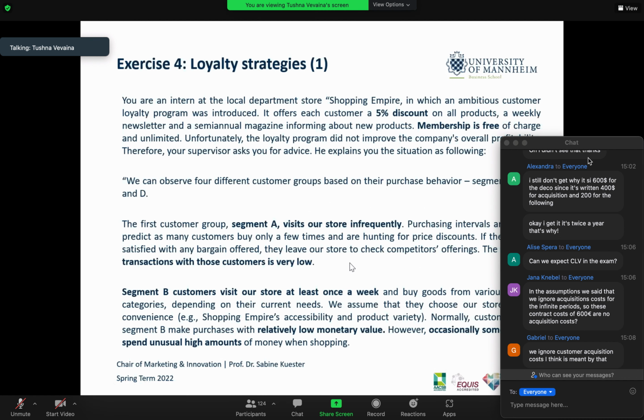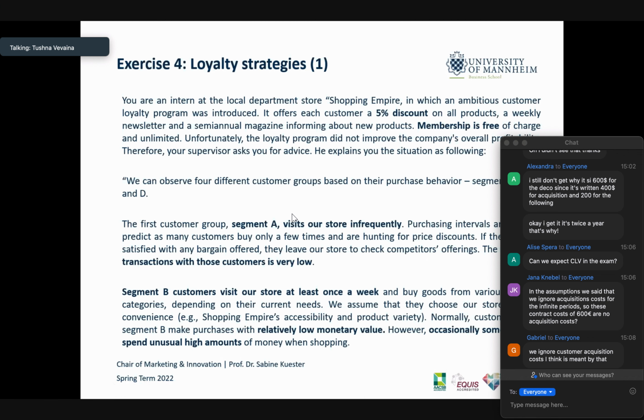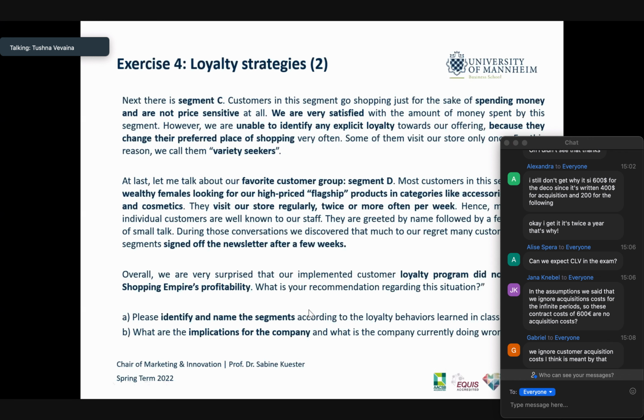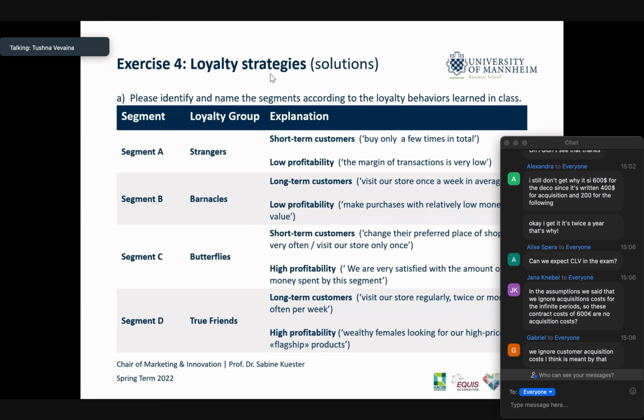Now you all were given this question where you were given that a shopping mall has introduced a sort of membership free loyalty program. And as you can see, it's free for all customers and you get discounts on it. And then you have certain segments. I'm not going to have the time to let you all read through it. I hope you all have done that. But I'm just going to get to the first question over here, which is identifying and naming the segments, and then the implications of that the company would have in dealing with these different customers.